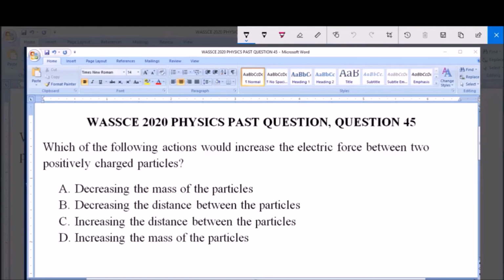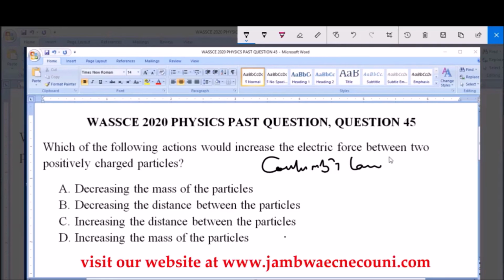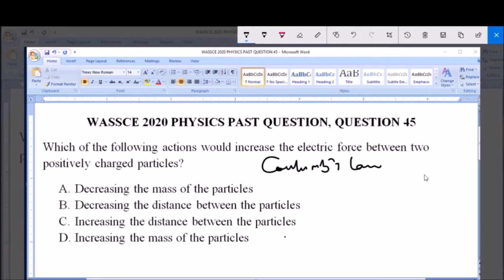Now, according to Coulomb's law, we state that the electric force between two electrons or two charged particles is directly proportional, that is F is directly proportional to the product of the charges, that is Q1 and Q2, and also inversely proportional to the square of the distance between these two charges. Now, that is Coulomb's law.